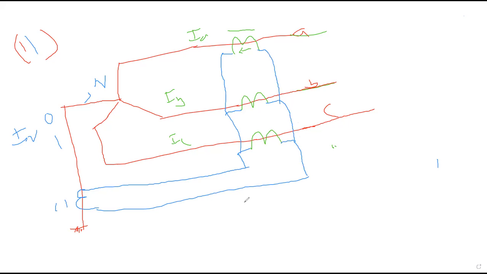Understood? Are you getting my point? And the earth fault relay will be here in this type. Understood or not? And this is also connected in such a way that the primary and secondary currents flow in opposite directions to each other.